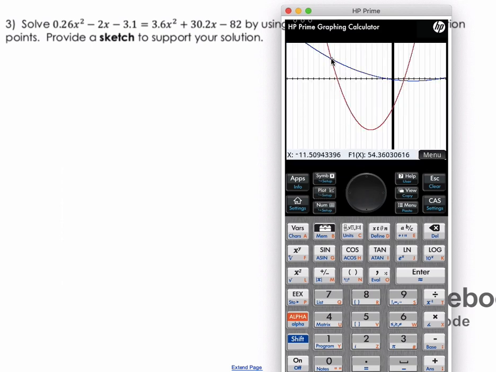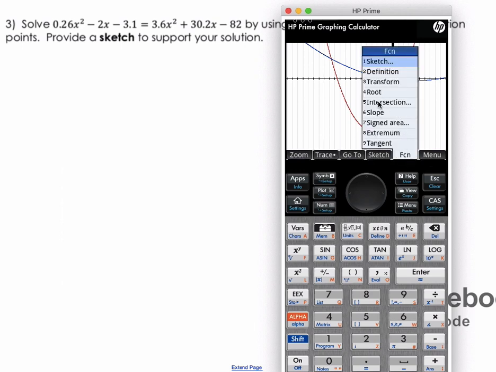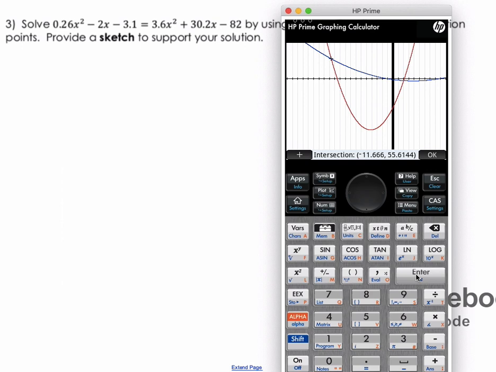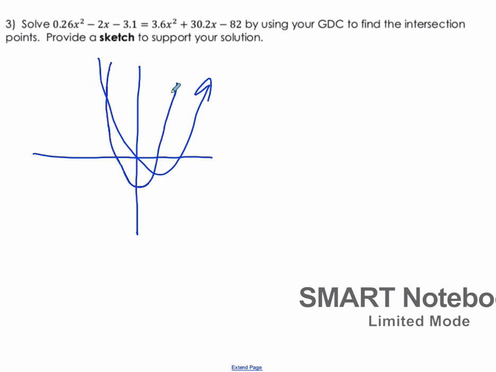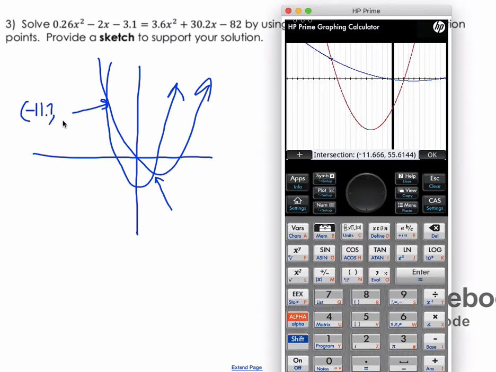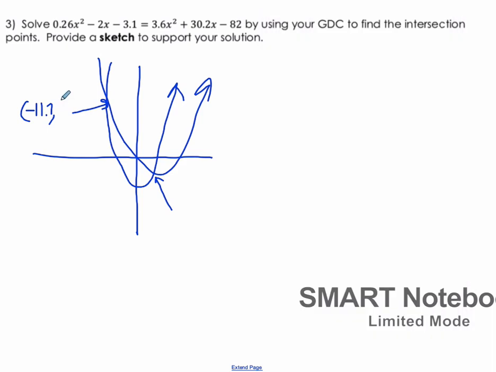I want to get the point of intersection. I can click right here, and then don't take that number. You got to go to function and then intersection, number 5. Okay, so it is negative 11.7 basically. Let me draw a sketch. So you got two parabolas, and they intersect in 2 points. Alright, so this one was negative 11.7 comma 55.6.